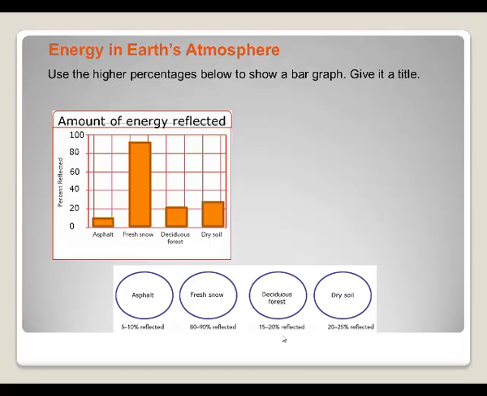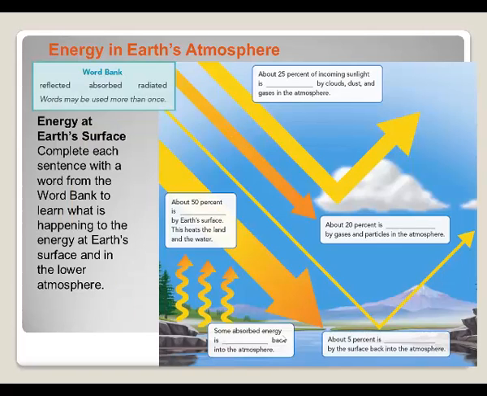Please make sure that this graph is completed within your note sheet. Looking at this picture that is also in your note sheet, and looking at the amount of energy that is absorbed or reflected by our planet with regard to solar energy, we're going to complete each sentence with a word from the bank above. And the bank includes reflected, absorbed, and radiated.